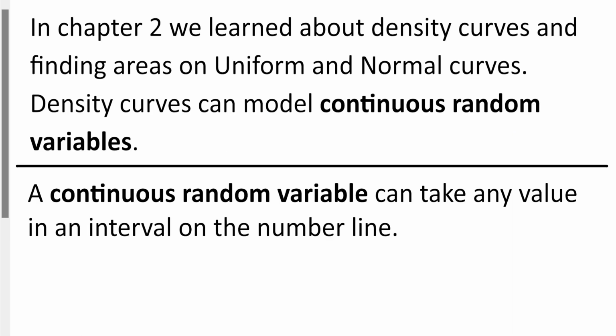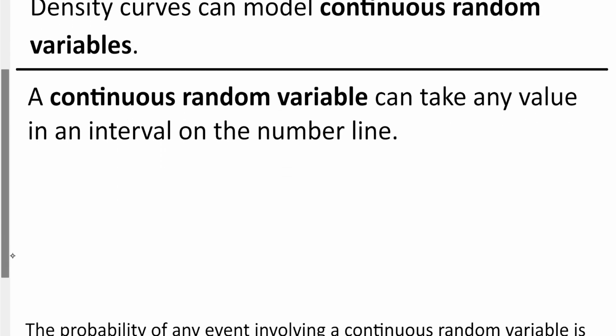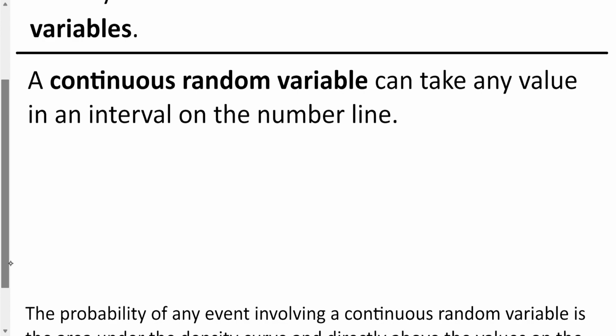All right, let's do a little recap. We got a couple things to review. I feel like a lot of this lesson is going to seem familiar, and it should, because we've talked about a lot of this already. In Chapter 2, we learned about density curves and finding areas on uniform and normal curves. Density curves can model these continuous random variables. So a continuous random variable can take on any value in an interval on the number line. It's not just a set value like we've had before with the probabilities. This can be essentially an interval or a range.